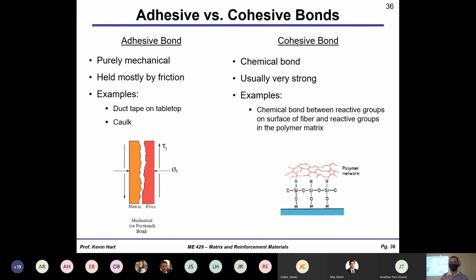Adhesive versus cohesive. An adhesive bond, like I said, is purely mechanical, and it's mostly this frictional bond. So one example might be if I had a piece of duct tape and I stuck it on the wall. That would be a mechanical bond. It's purely adhesive. There's no chemical reaction occurring between that duct tape and the wall. There's nothing chemically happening there. Okay. That's different from a cohesive bond, where you actually have chemical reactions between the two species that are being bonded.